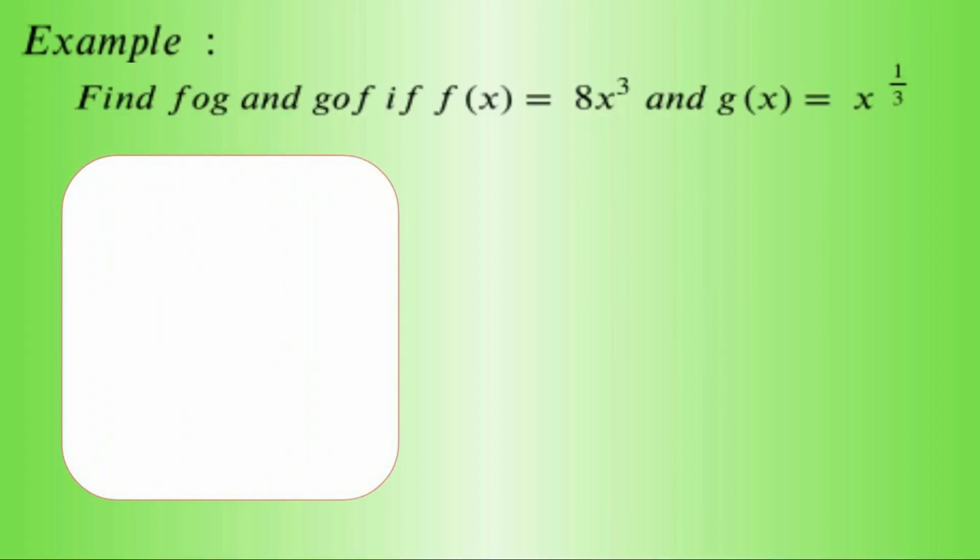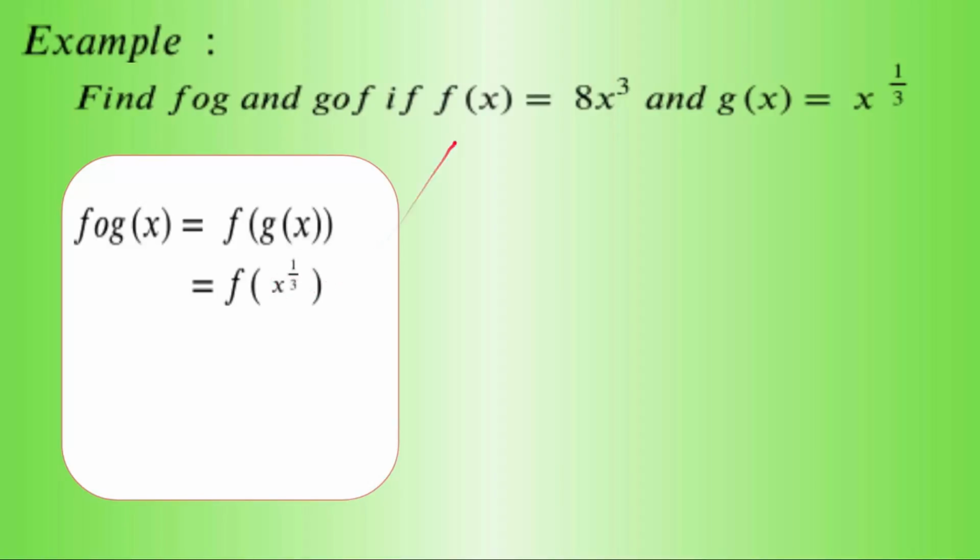Find f composition g and g composition f if f of x is equal to 8x cube and g of x is equal to x raised to 1 by 3. Now what is f composition g of x, which is f of g of x. What is g of x? Which is x raised to 1 by 3. And what is f of x? 8x cube. Then take x raised to 1 by 3 and replace x here. That is 8 into x raised to 1 by 3 whole cube, which is 8x.